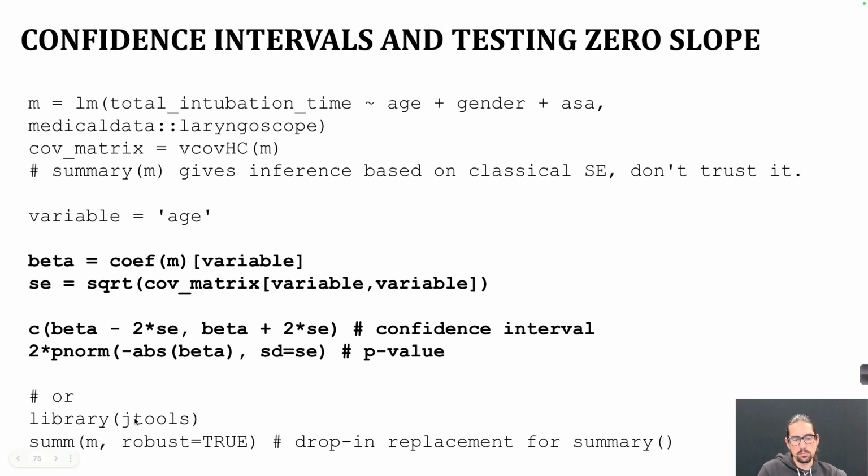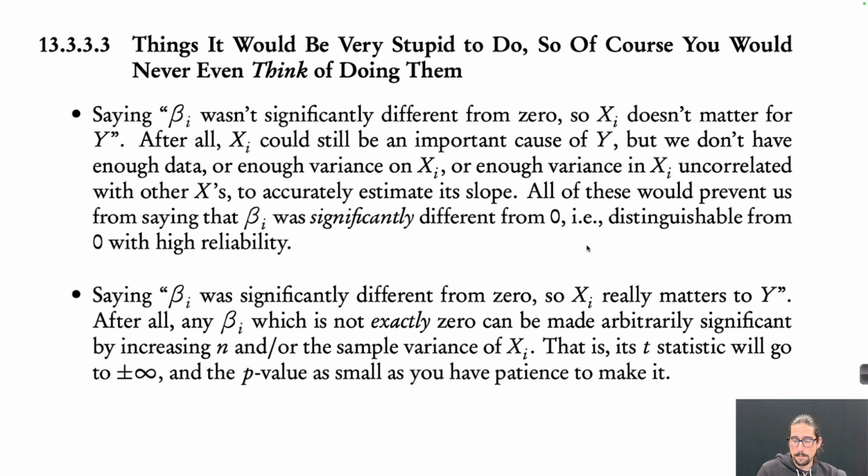Alternatively, you can do the summary table that we showed before, and again, always use the robust standard error. You can generate those numbers, and they will be good reflections of the sampling variability, assuming you use the robust standard error. The question is, how do you then interpret them? Here are some things that it would be very stupid to do. Of course, you would never even think of doing them. And of course, you can find a million published papers where people do exactly these things.